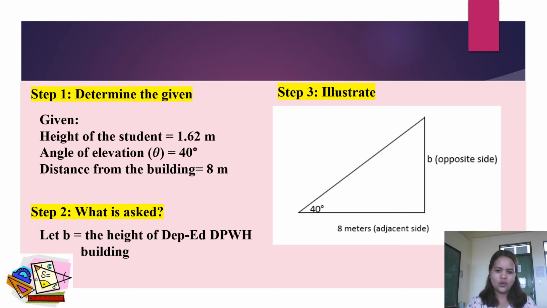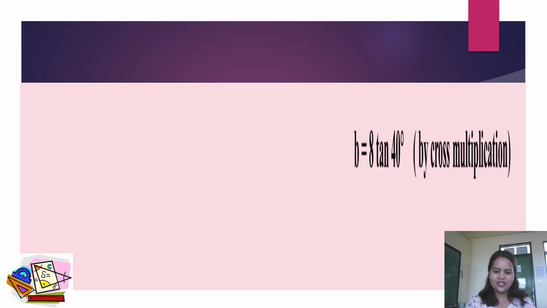So, dyan malinaw kung alin yung opposite side and the adjacent side. So, ano yung hinahanap? The height of the DPWH building. Okay, so from the figure, the given is opposite side and adjacent side. So ang hinahanap is opposite side. Step 4 is you're going to show the solution. So anong gagamitin natin na formula? Since the given is adjacent and hinahanap natin is opposite side. Is it cosine, sine, or tangent?